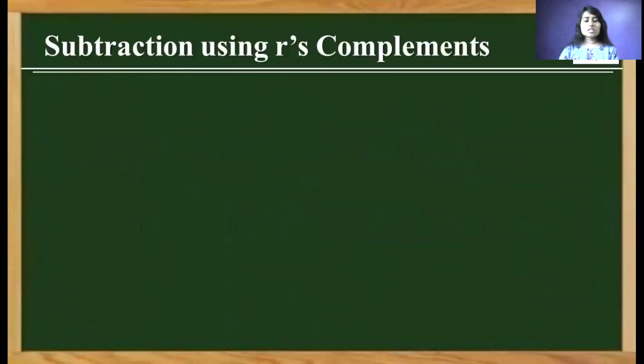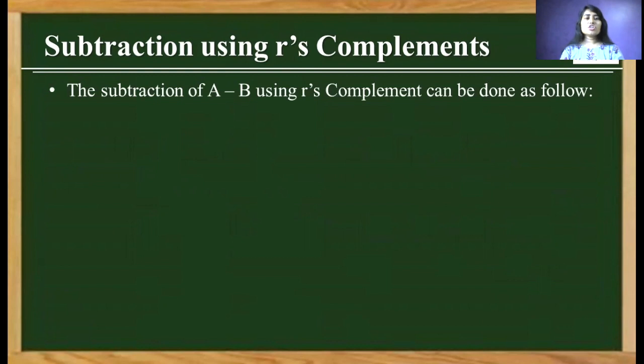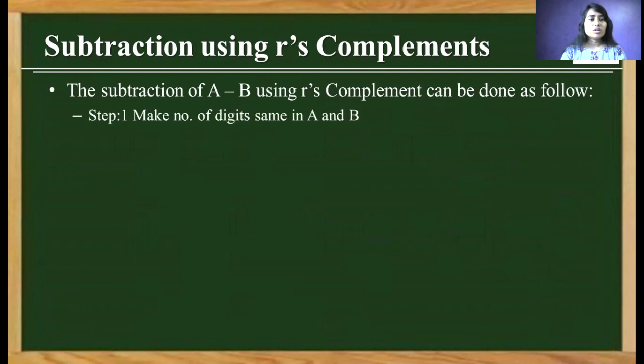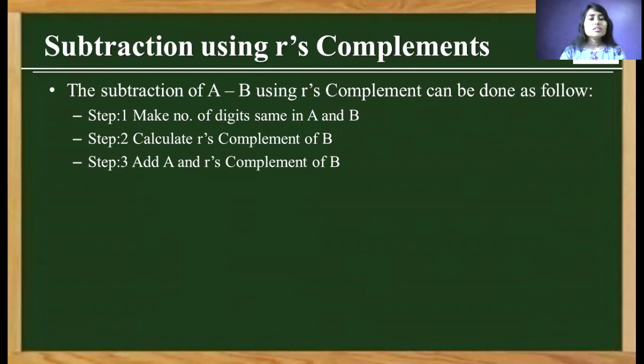Subtraction using R's complement. The subtraction of A minus B using R's complement can be done as follows. Step number 1, make the number of digits the same in both the numbers A and B. Step number 2, calculate R's complement of B. Then add this R's complement of B to A. So perform addition of A and R's complement of B.